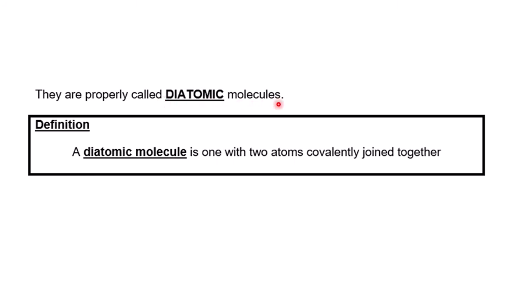So these are diatomic molecules, where there's two atoms, and we'll see what that term covalent means with GCSE. That's the way they're joined. So a diatomic molecule is one with two atoms covalently joined together, and those are diatomic molecules.